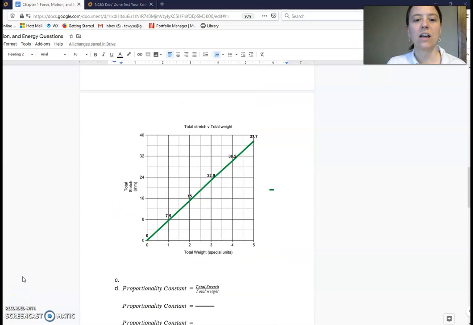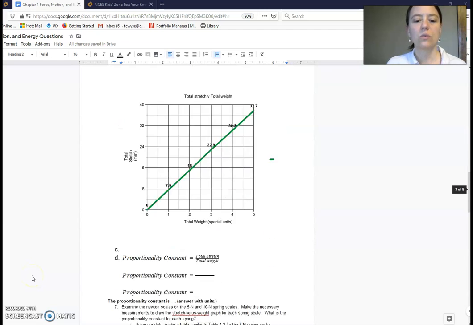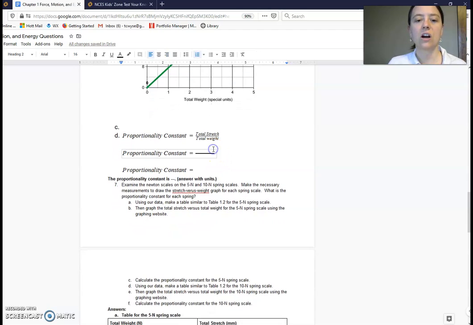Now we're ready to move on to D, so scrolling up to the directions. If it does, what is the proportionality constant? Calculate the proportionality constant. Well, we know that our proportionality constant is our variable y, or change in y, over our change in x. So proportionality constant equals the total stretch over the total weight. And then we have to enter our numbers here and get an answer.